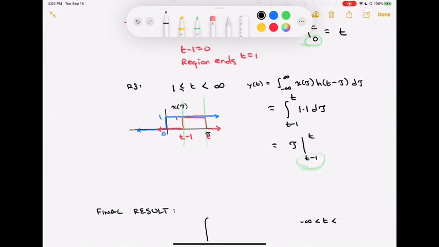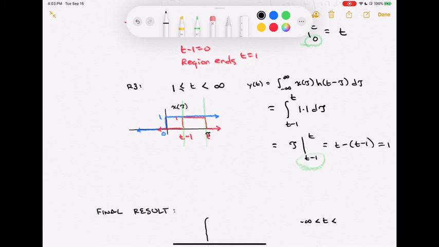They're consistent. This third region has that non-zero overlap between x of tau and h of t minus tau on the interval t minus 1 to t, and it's 1 times 1. So I'm going to carry out that operation, evaluating at the limits of integration. I'm going to get t minus, and then a t minus 1. So t minus t is 0, and a minus of a minus 1 is equal to 1. So I end up getting a value of 1 there. I've covered the entire set of possible values for t going from minus infinity to infinity.